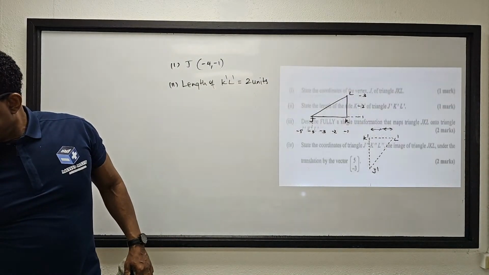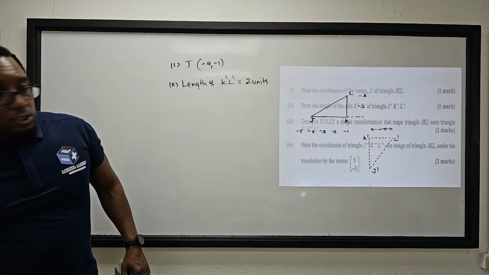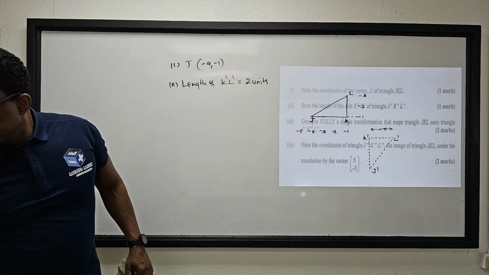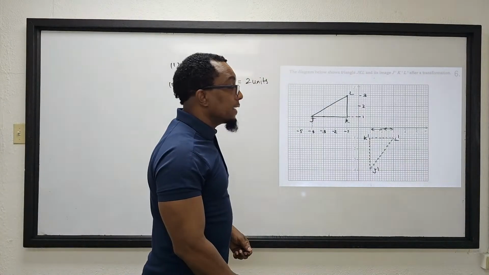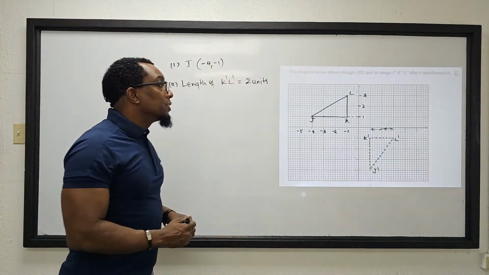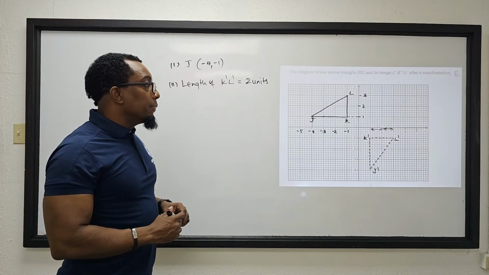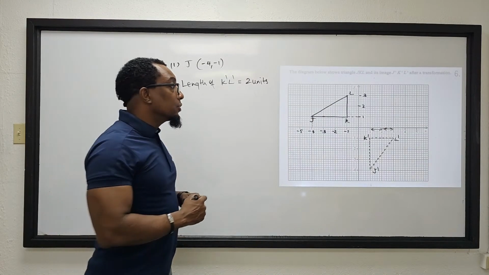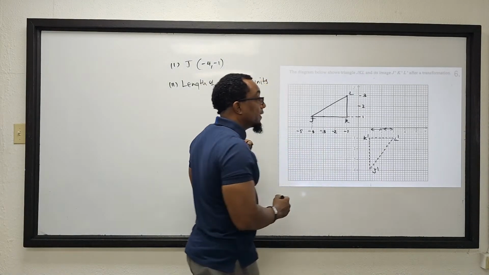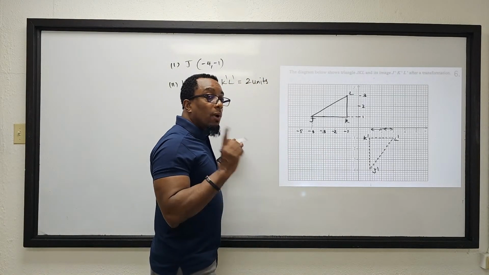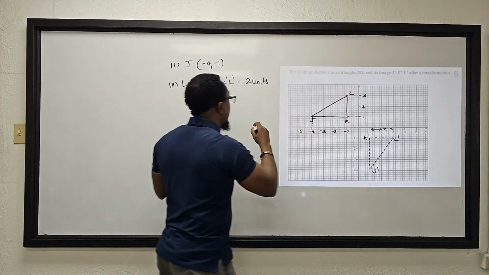Alright, so describe for me a single transformation that maps JKL onto J prime, K prime, L prime. So we want to describe a single transformation that maps triangle JKL onto J prime, K prime, L prime. And that transformation will be a reflection, a reflection in the line y equal to x.